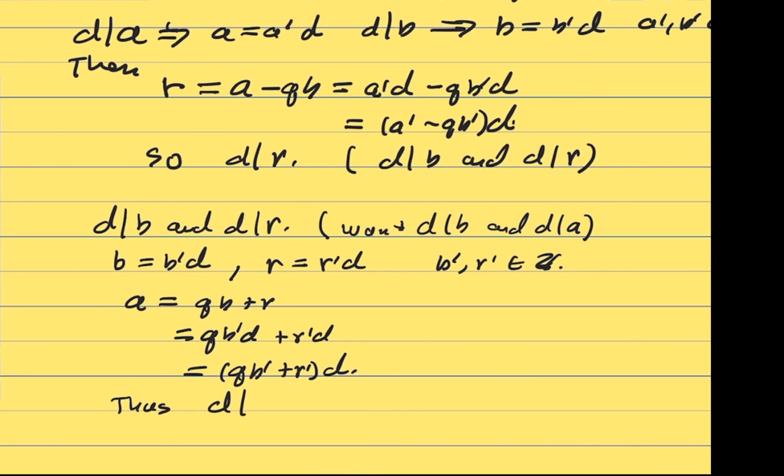Thus, D divides A. So under this assumption, I've already had that it divides B. I have that D divides B and D divides A. And so now we're done with the whole mess.